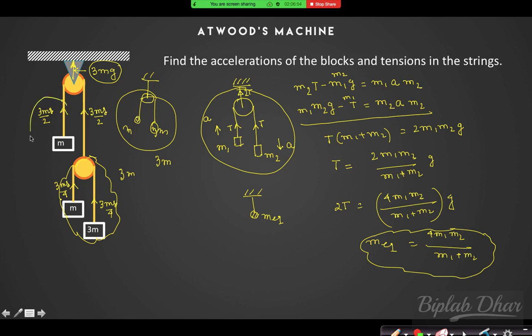Now you know the tension and you know the masses. Then can I find the accelerations of the blocks easily? Yes or no? Sir, how is it that here the equivalent mass is 3m? It is 4 m1 m2 divided by m1 plus m2. Can you calculate this one? Okay, sir. So do you understand how I have solved this question? Yes, sir.